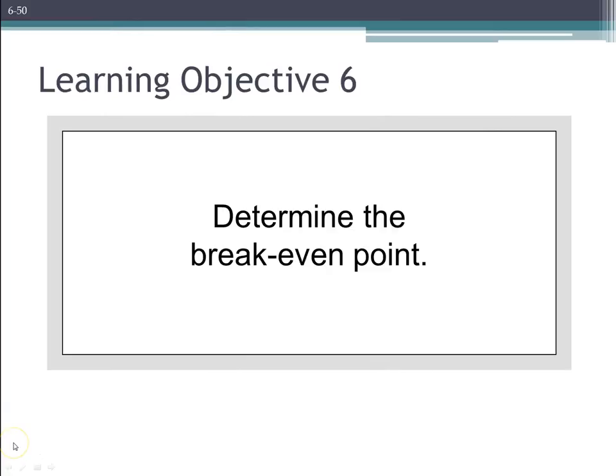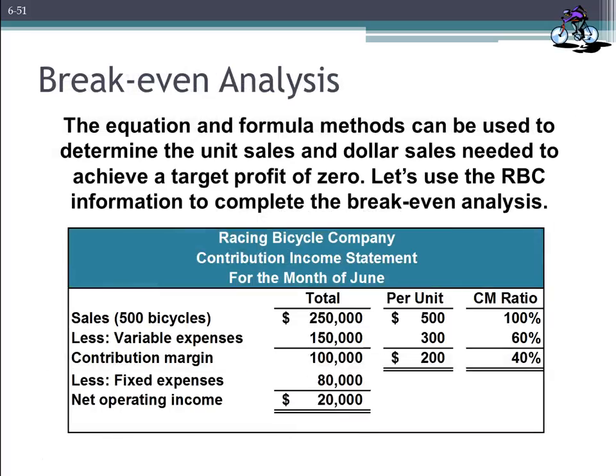One last thing we'll talk about here is determining the break-even point, which is very critical in business because you need to know that, right? You can sustain some break-even. You don't want to sustain many losses, but you can sustain some break-even times when business is slow. So it's really important to know what that level is. And the equation method or the formula method can be used to determine either the unit sales or the total sales revenue that needs to be achieved in order to have a target profit of 0.